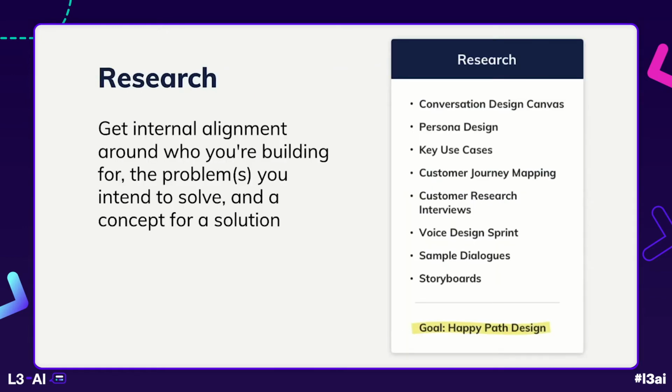Up front in the research phase, the goal here, again, is really just to get internal alignment around who you're building for, the problems that you intend to solve, and a high-level concept for what that solution looks like. Some of the plays that we see most commonly used here are conversation design canvases, persona design, key use cases, customer journey maps, research interviews, voice design sprints, sample dialogues, and storyboarding.